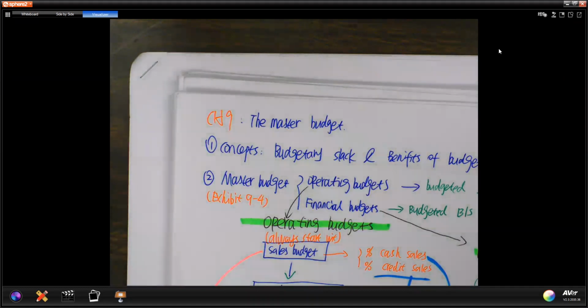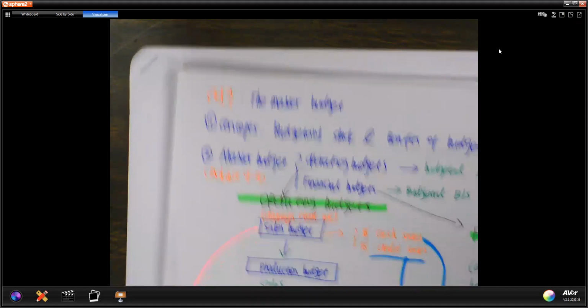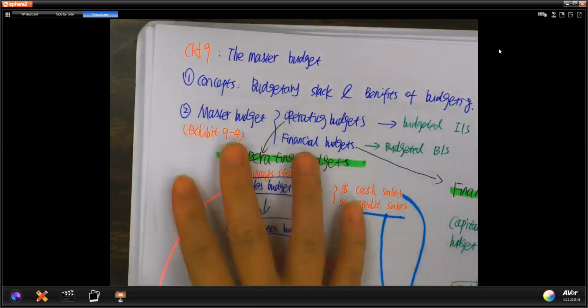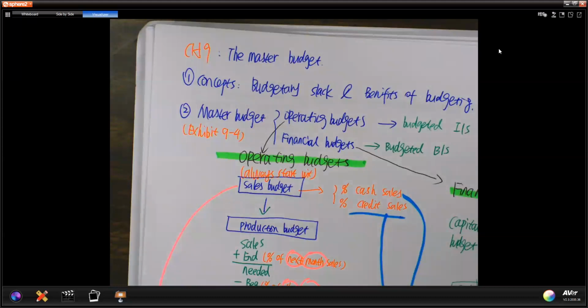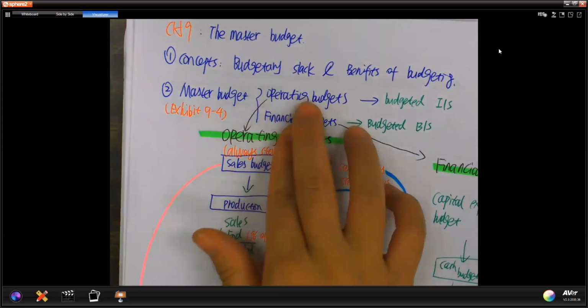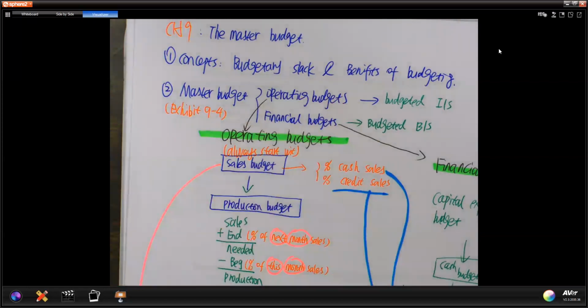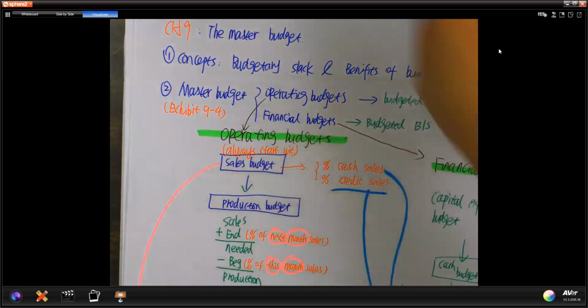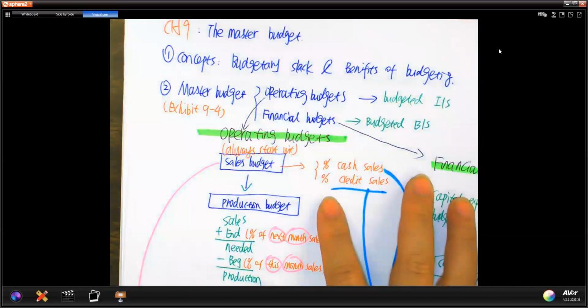But Chapter 9 is talking about the master budget. Besides all the concepts, you have all these numbers of how you get the budget. And then the master budget has two parts: operating budgets that will give you the budgeted income statement, and then the financial budget that will give you the budgeted balance sheet. So we talk about everything there.